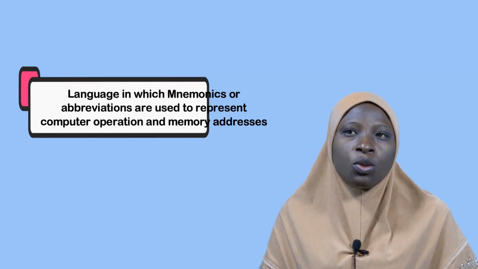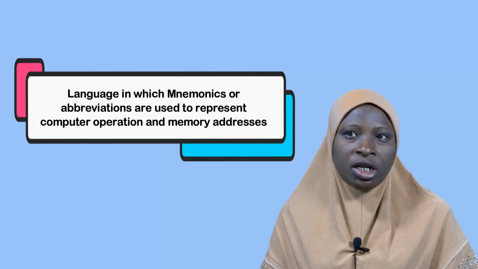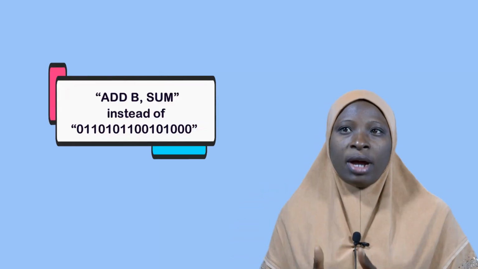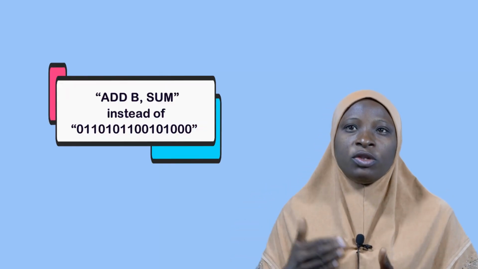Low-level language is a language in which mnemonics or abbreviations are used to represent computer operations and memory addresses. It is called low-level language because of its closeness to machine language. It uses short mnemonic codes for instructions and allows the programmer to introduce names for blocks of memory that hold data. One might thus write add B sum instead of 0101 for an instruction that has 2 numbers in machine language. An example of a low-level language is assembly language, which is the basis of this course.